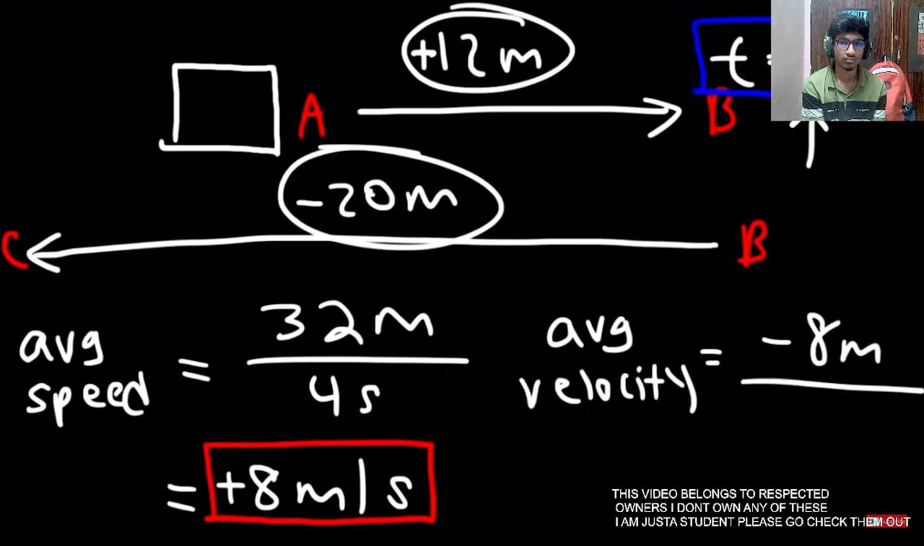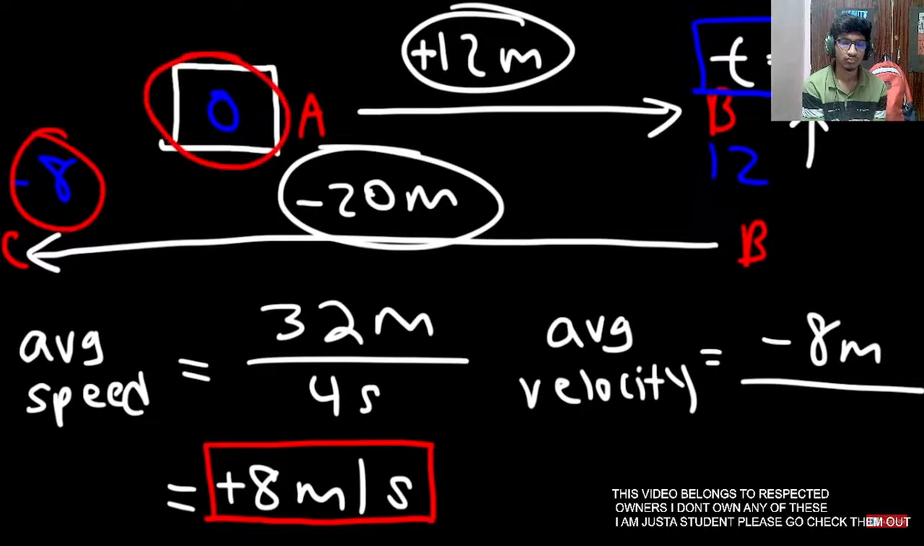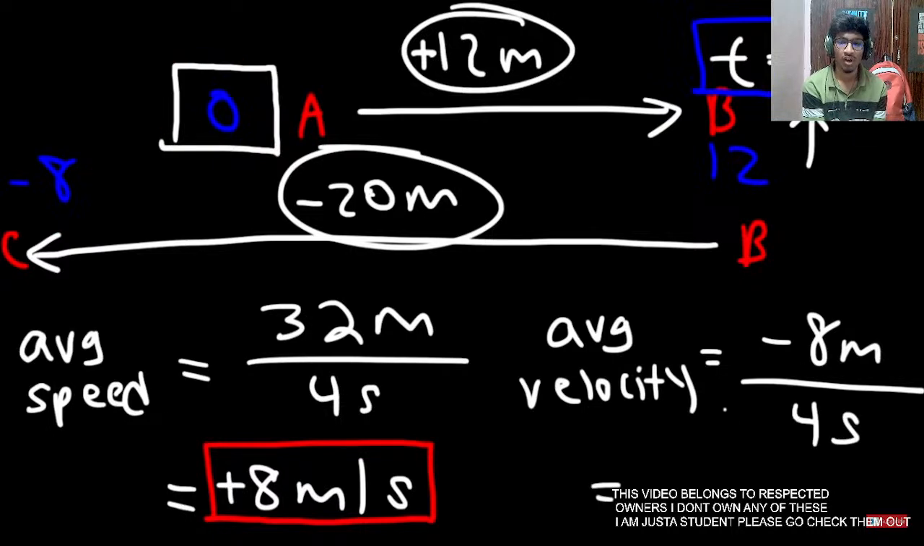Now keep in mind, you can also treat this as a number line. Let's say A is at position 0. B will be at position 12. And then if you do 12 minus 20, you'll see that C is at position negative 8. And the difference between these two positions will be the net displacement, which is still negative 8. So the final position minus the initial position will give you the net displacement. Now let's divide by 4 seconds. So the average velocity is negative 2 meters per second.